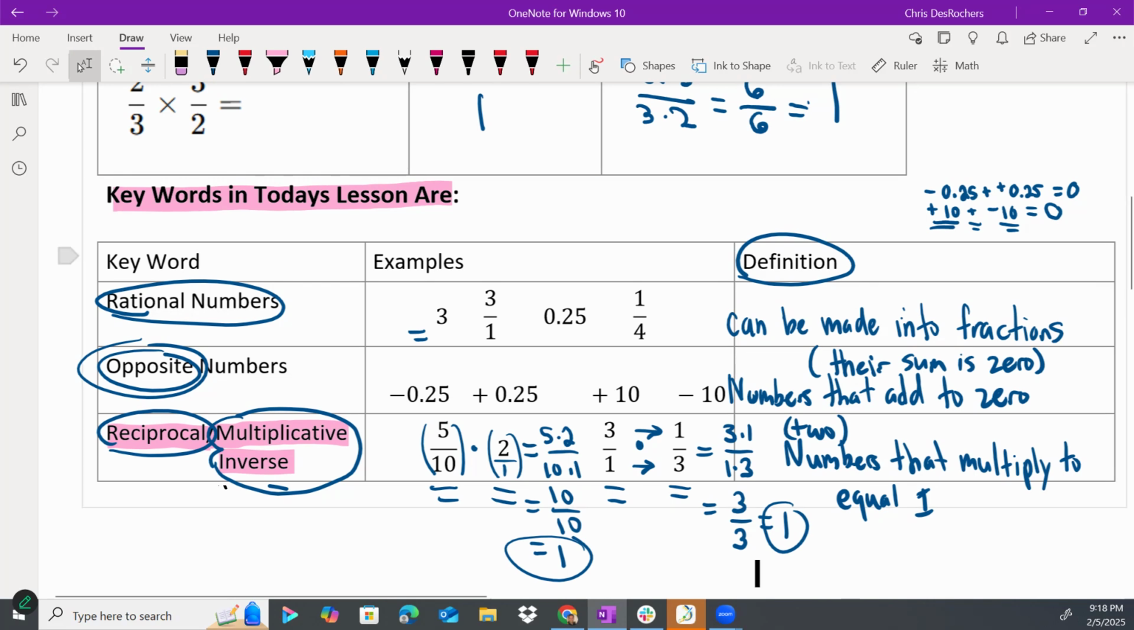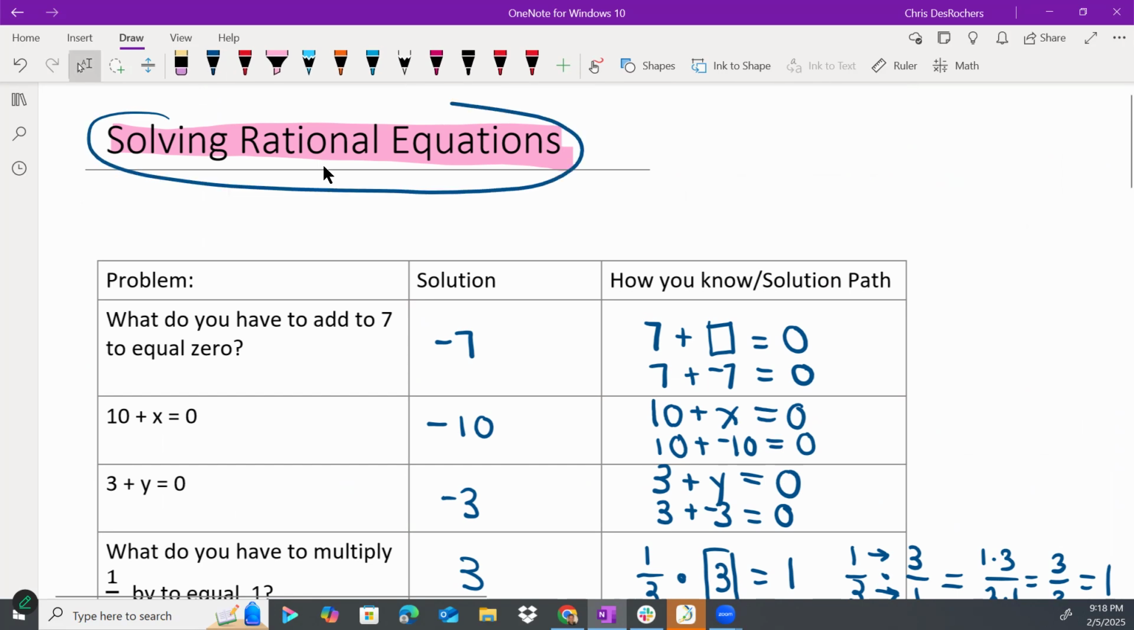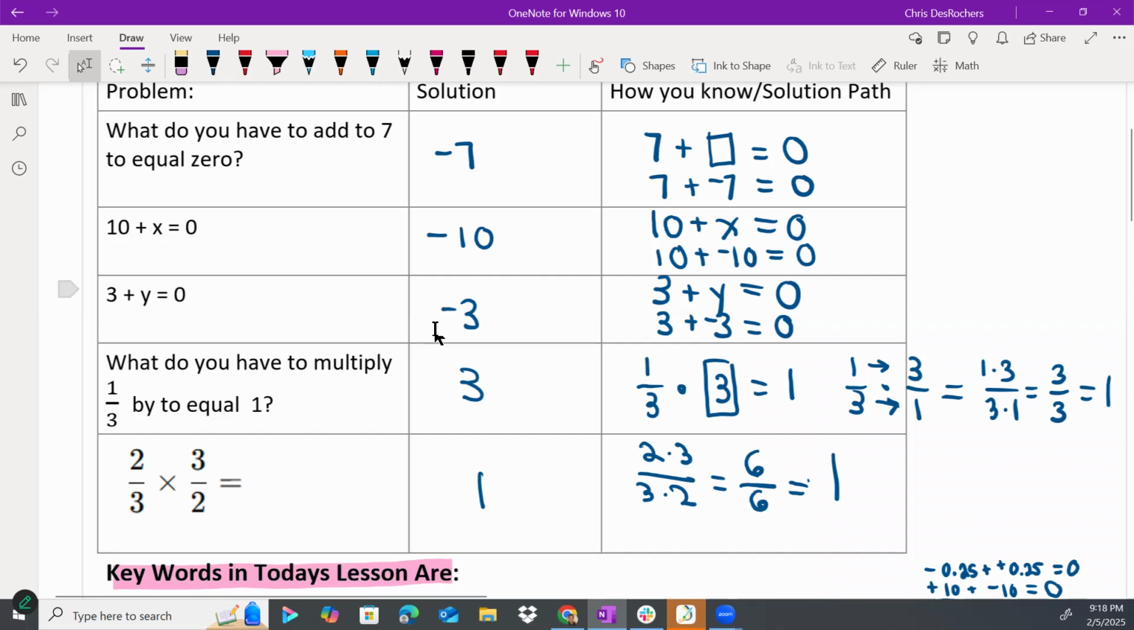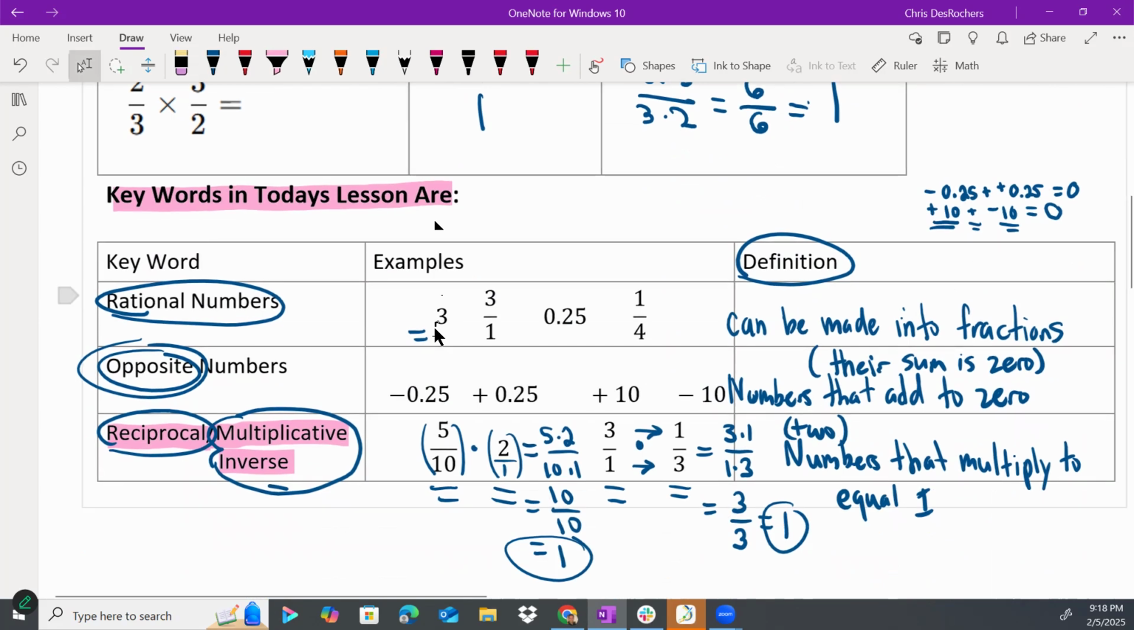We'll continue working on our solving rational equations, given that we've now got a background to recognize opposite numbers and reciprocals or multiplicative inverses. And that's going to help us to solve equations with rational numbers.